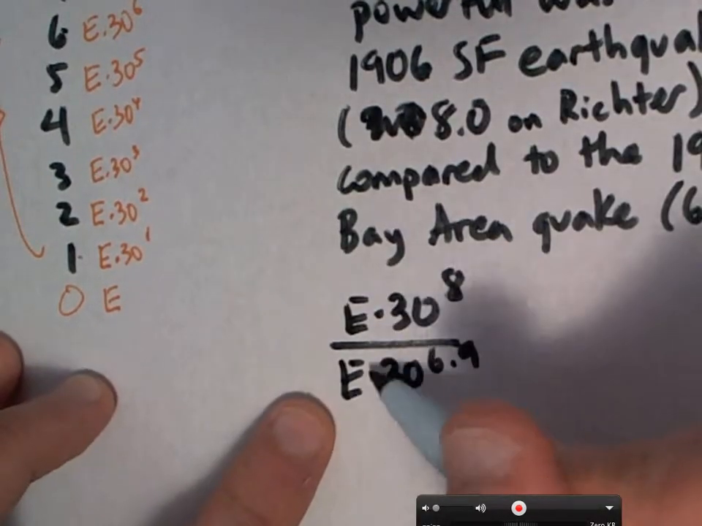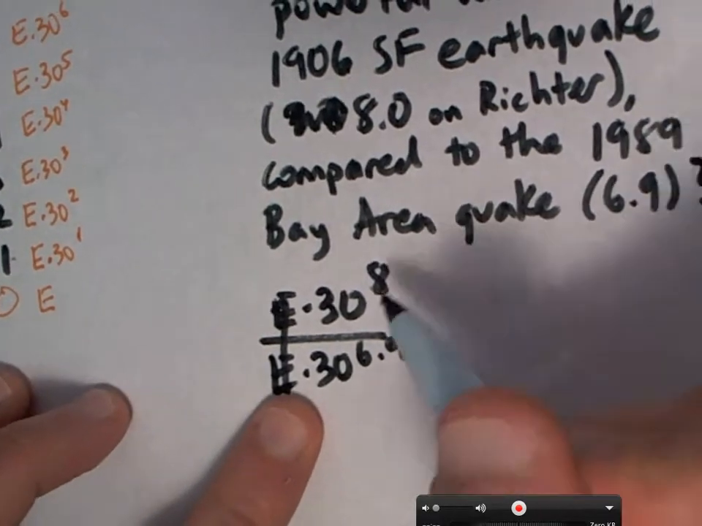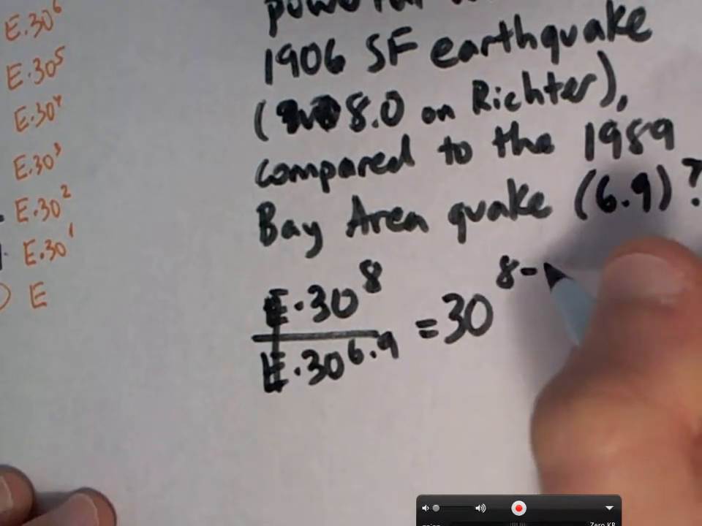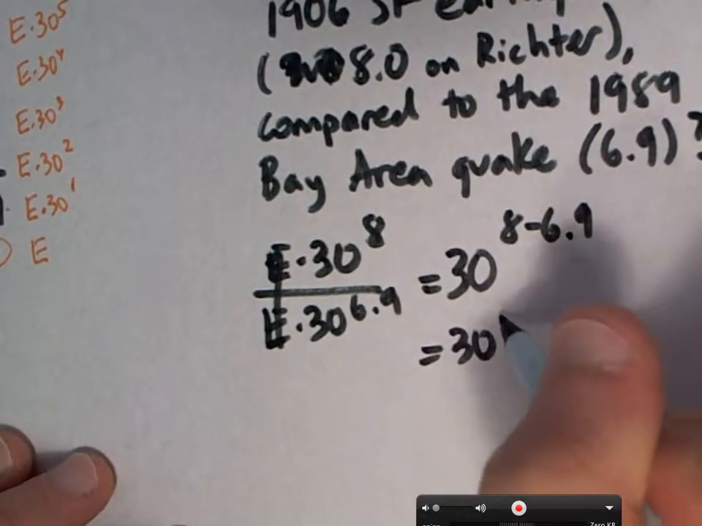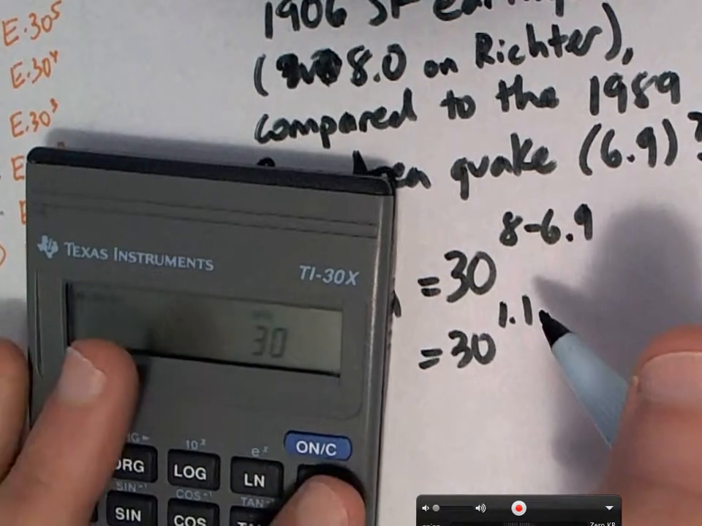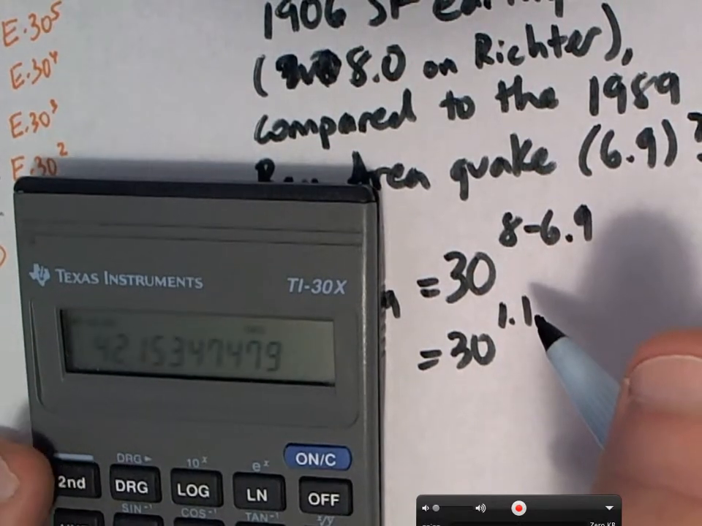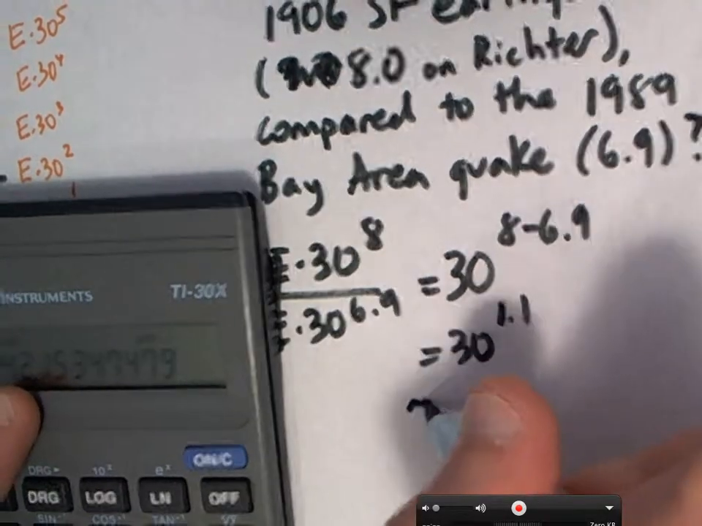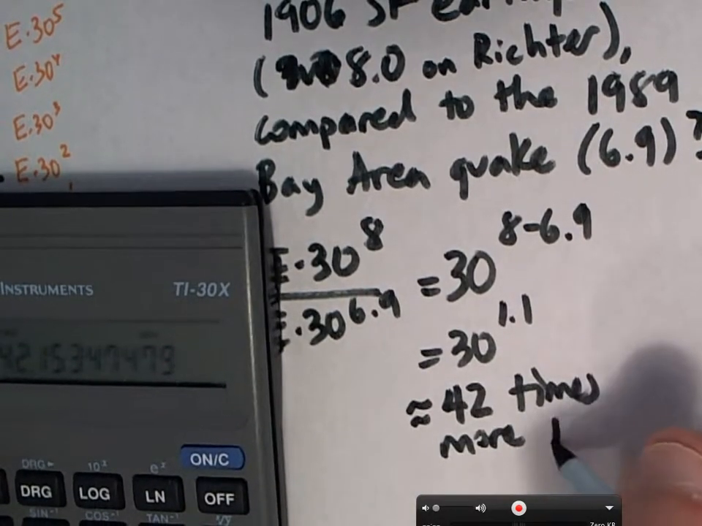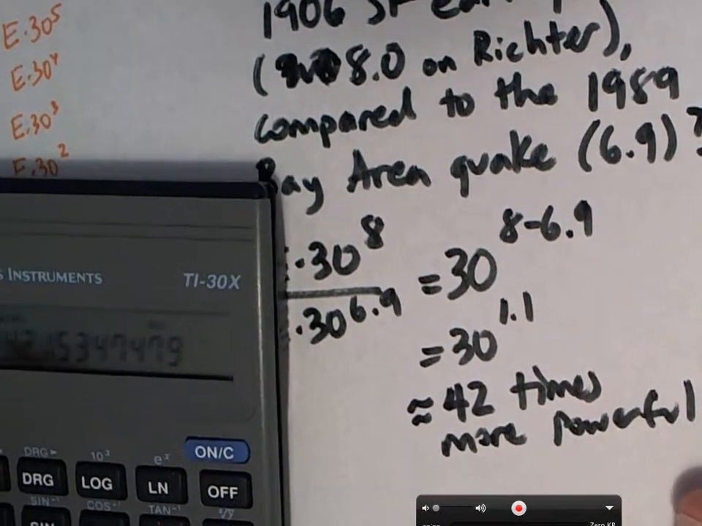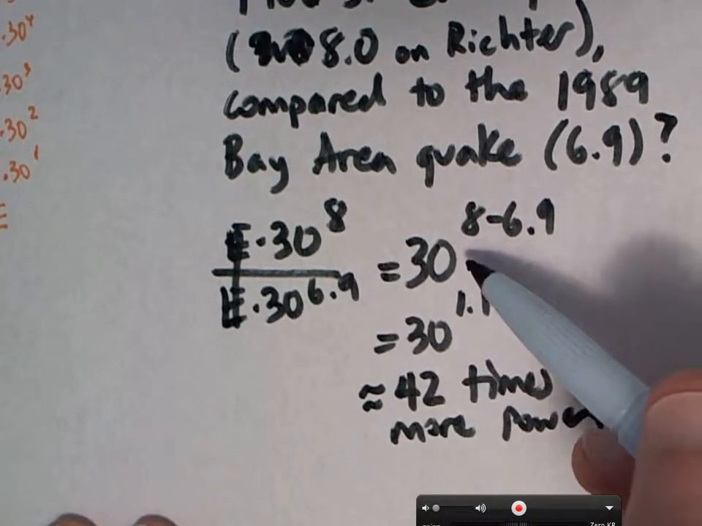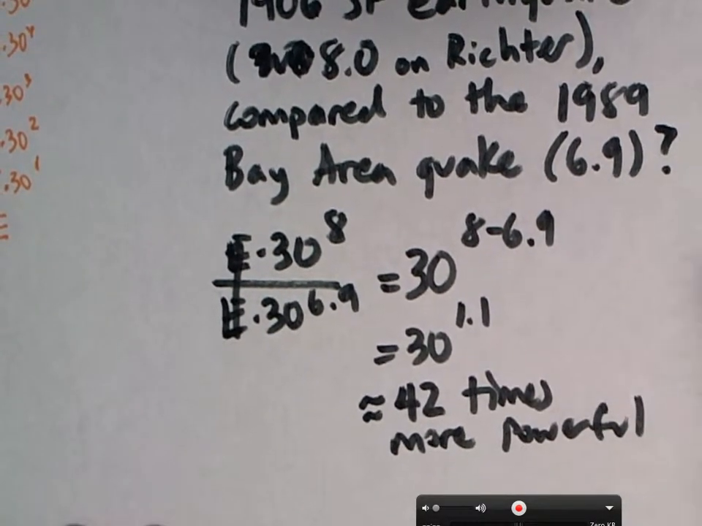When we compare these, E over E just crosses out and becomes 1. When you have an exponent over an exponent like this, remember you can subtract them, so we get 30 to the 8 minus 6.9, so 30 to the 1.1. That's approximately 42 times more powerful. Which is kind of crazy if you think about it. The numbers are so close, and yet this 8 was about 42 times more powerful than this 6.9 earthquake.